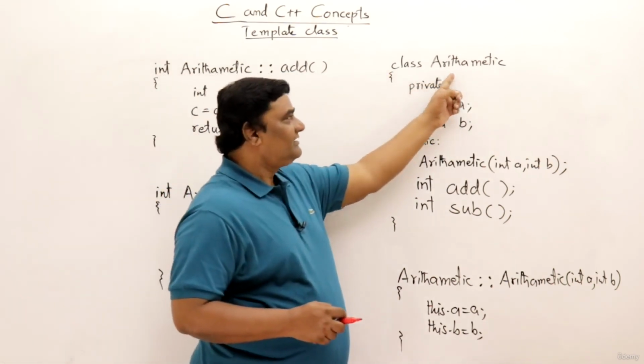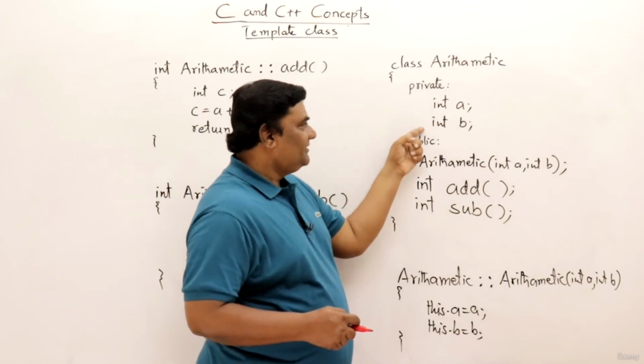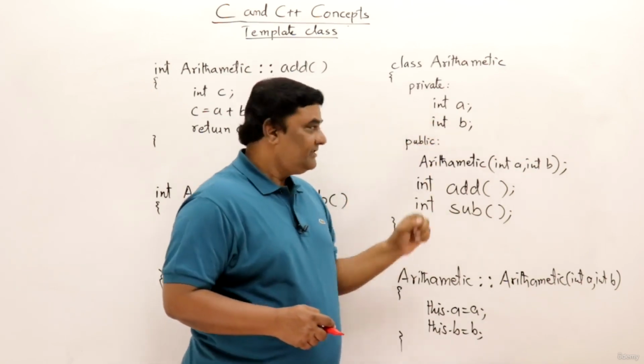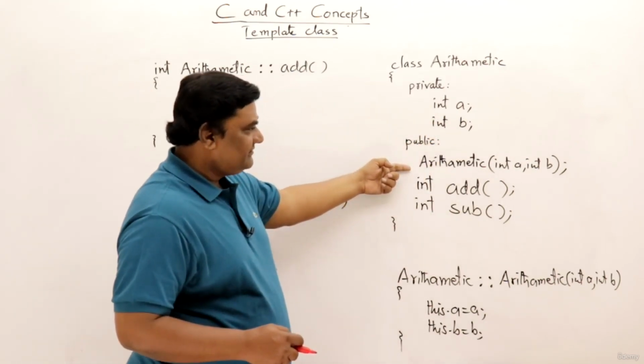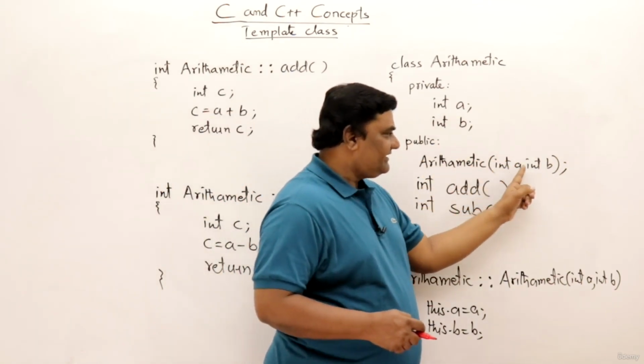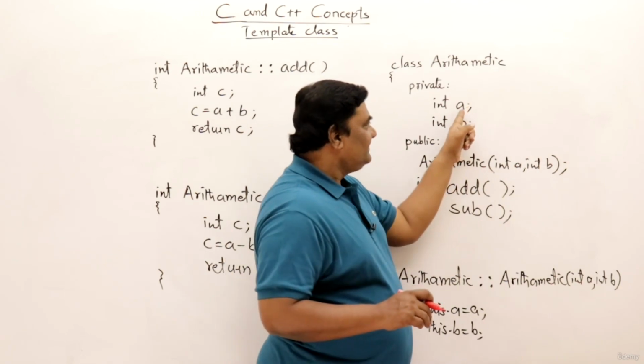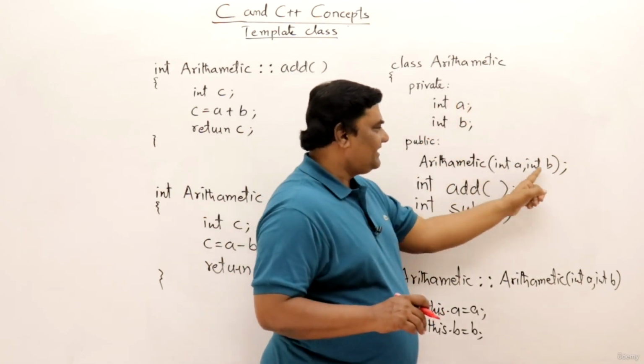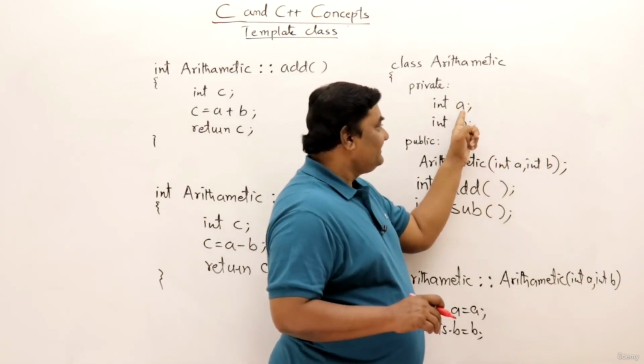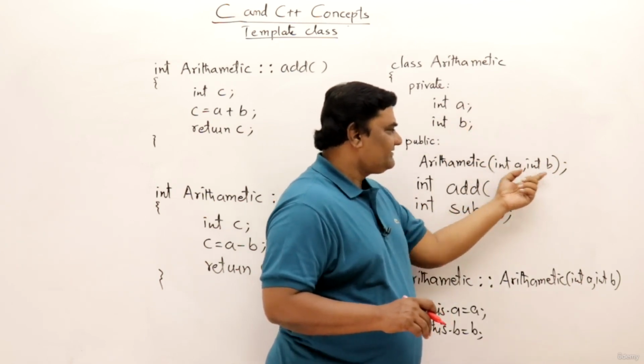Here is a class called arithmetic and two data members a and b, integer type. Then this is a constructor. The constructor is taking two parameters. Again, the parameter names I have taken the same names, a and b. So these are the class members and these are the parameters. So we call this as this a or this b, and these are parameters a, b.